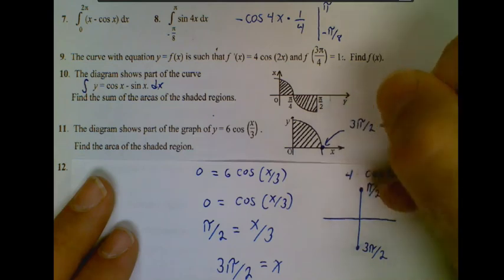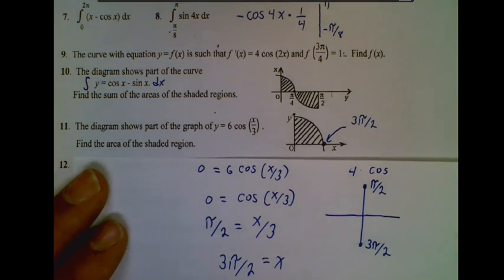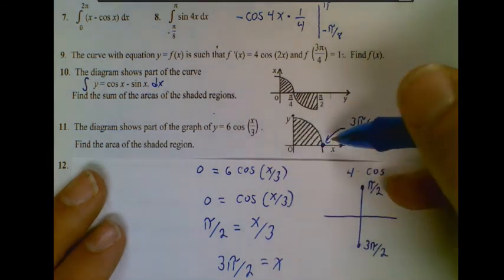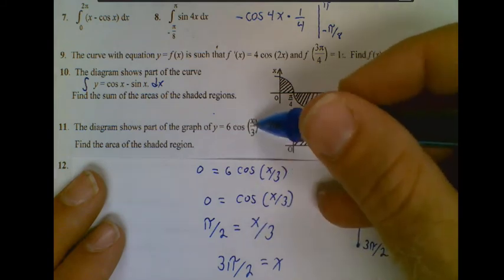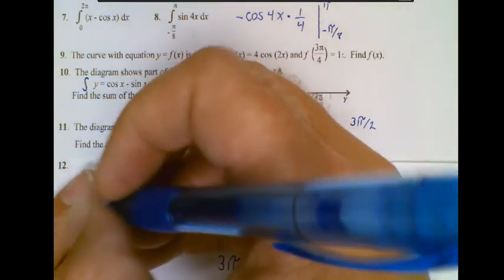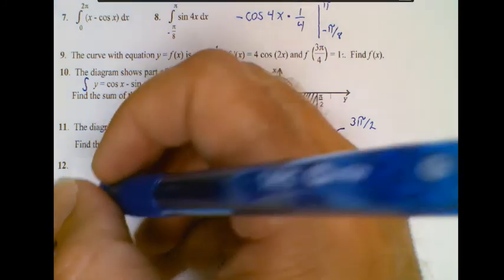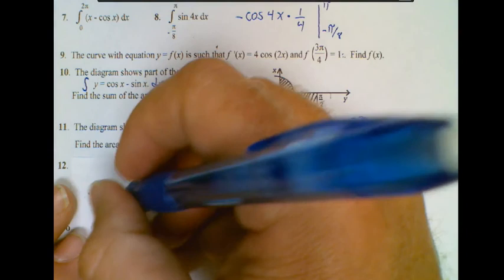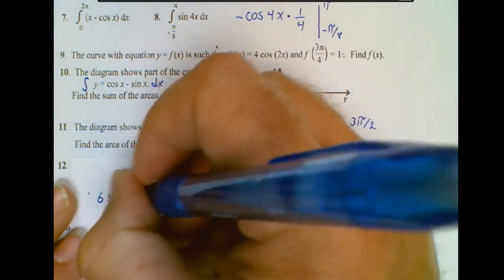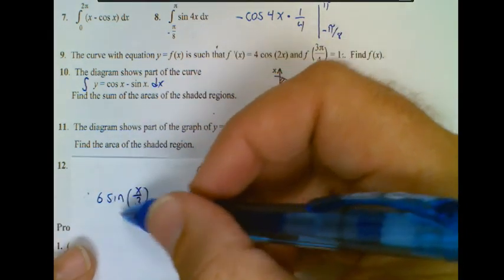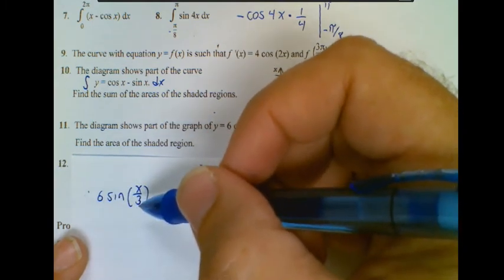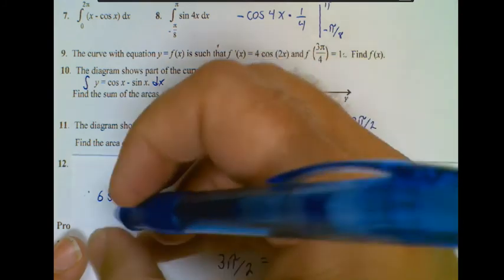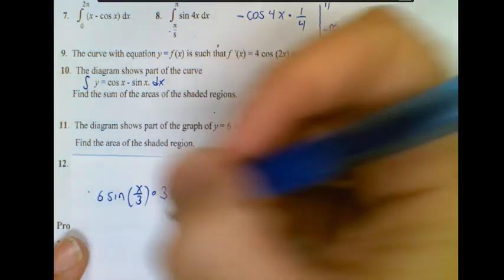So moving on. I need to take the integral of this, and now I can evaluate it from 0 to 3 pi over 2. If we integrate this, the integral of cosine we know is sine. So 6 sine of x over 3. Always need to divide by the derivative of the interior function whenever you're doing integrals. So the derivative of this would be 1/3. So I am dividing by 1/3, which is the same as multiplying by 3.